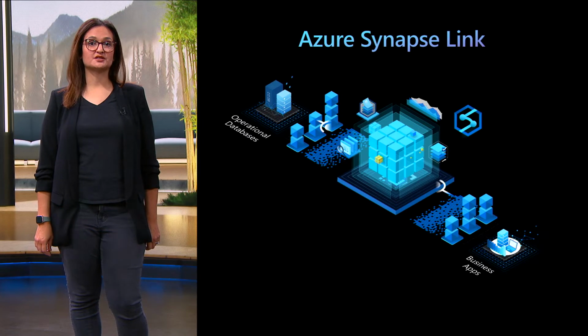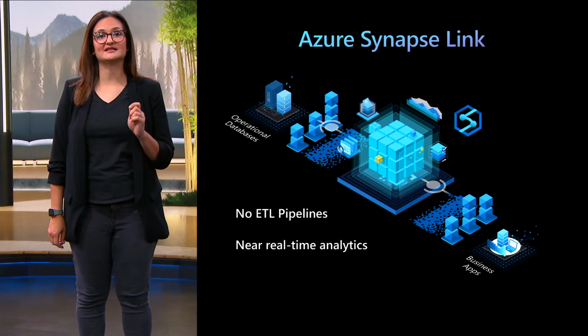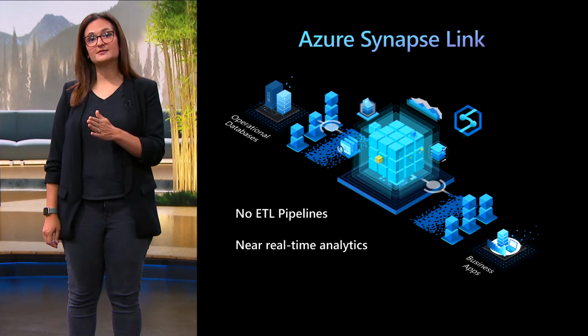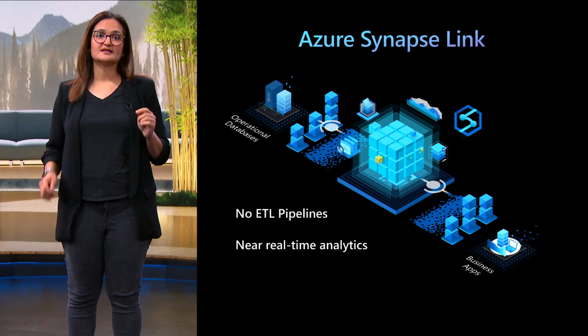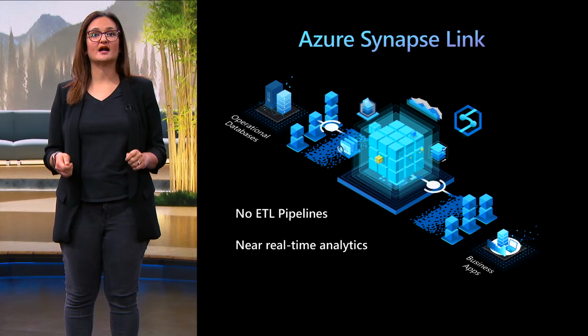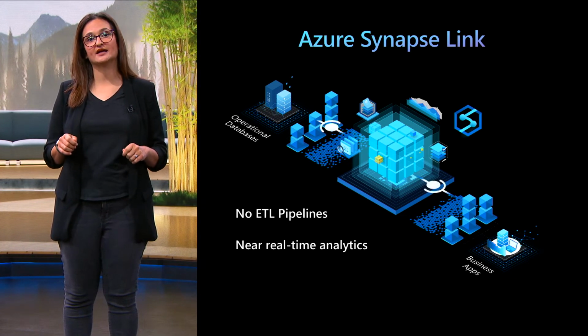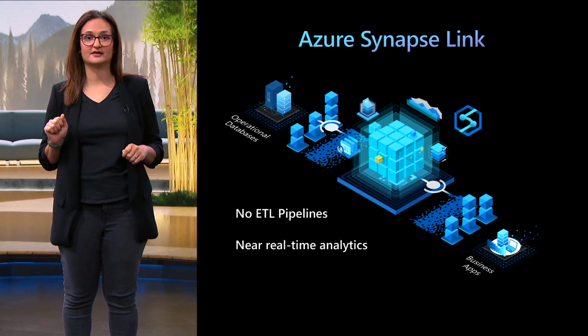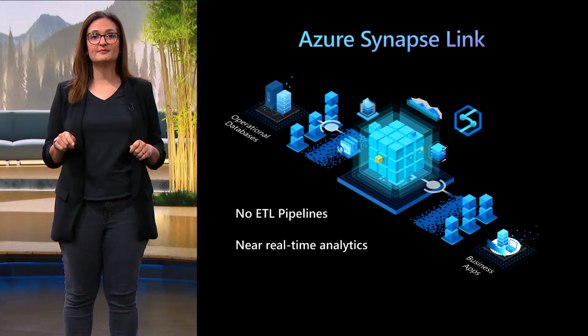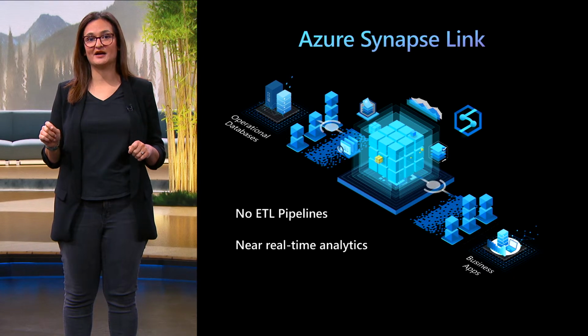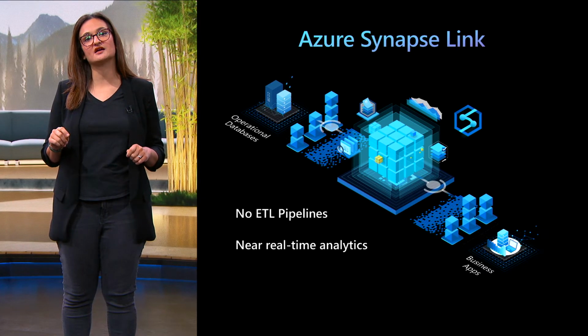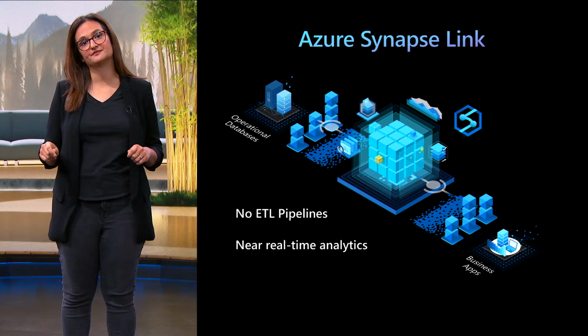Let's start with Azure Synapse Link, which provides near real-time data integration from Cosmos DB and Dataverse. Synapse Link enables customers to integrate operational data into Synapse Analytics without building ETL pipelines. Developers spend less time building and maintaining data integration pipelines, and instead can focus on solving business problems with analytics.